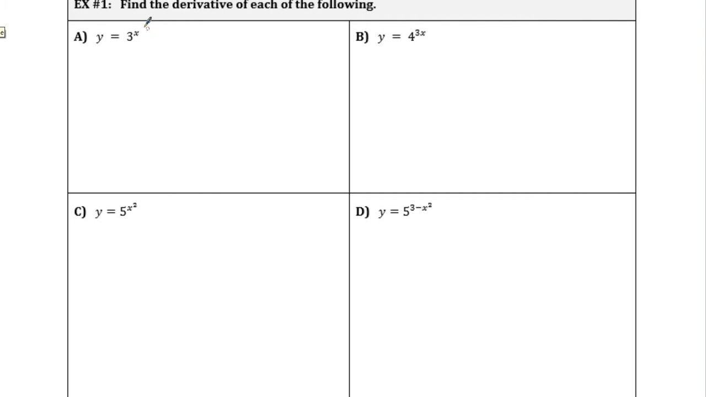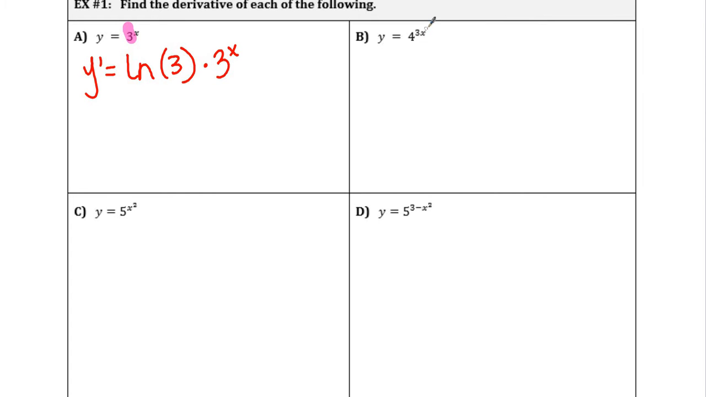All right, so starting pretty straightforward. When you have something that has a base other than e, when I'm talking about base, I'm talking about that 3 right here. Notice it's 3 being raised to the power of x. It does have a special rule, so we're going to take the natural log of the base, which in this case is 3, times 3 to the x. So just the natural log of the base times the original function.